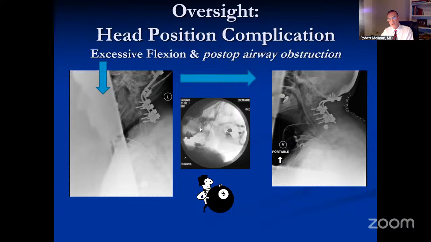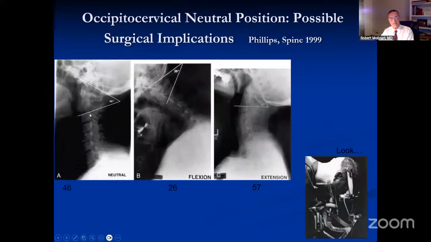And when she woke up, she lost her airway and needed a trach to get her airway back. So what we did is we took her right back to surgery and we fixed her head position to put her in neutral. But this is just oversight that can happen when complications get too complex. Okay, and how do you prevent this from happening?